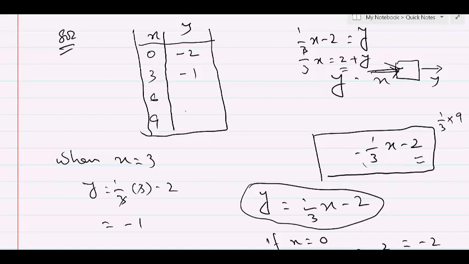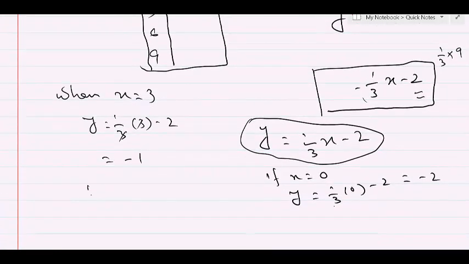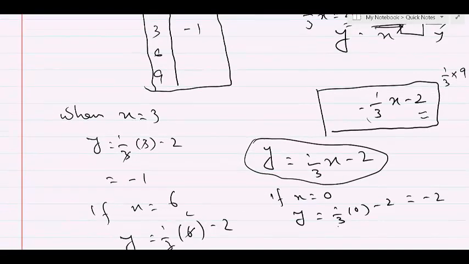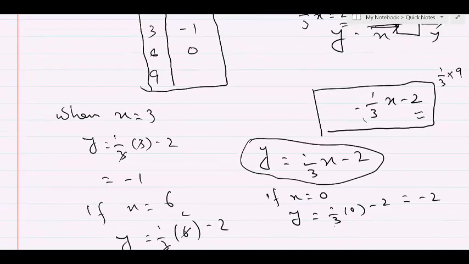And now 6 is going inside, and we know 6 has to be divided by 3. If x is equal to 6, y is equal to 1 by 3 times 6 minus 2. So this is 6 divided by 3, 2 times. So this is going to be 0. So this would give us 0 here.